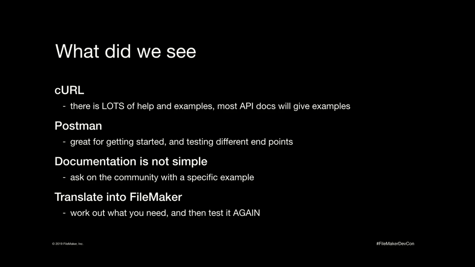Documentation isn't simple, so start a conversation on the FileMaker community. There are lots of people, I may be one of them, but Wim as well, who can answer a question if you give us a bit of help about where you're stuck in a particular API, which bit you're looking at, and what you've tried to do. Let's start to build up a knowledge base in the community about how to work with some of those APIs and Postman. And obviously, to get stuff back into FileMaker, we need to work out what we need in the first place, and then test it, try and break it, and test it again.